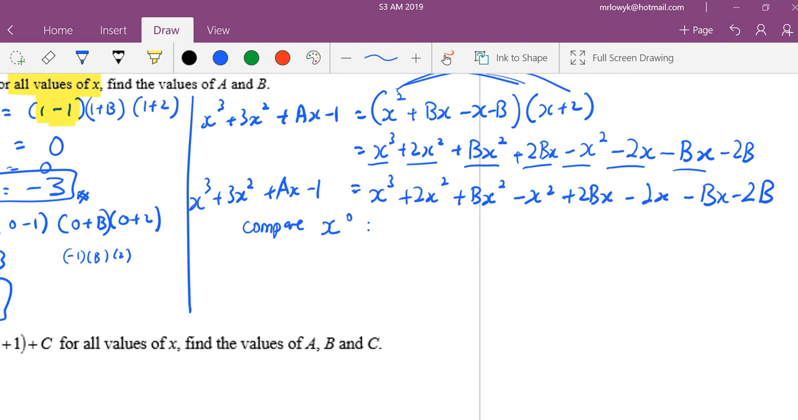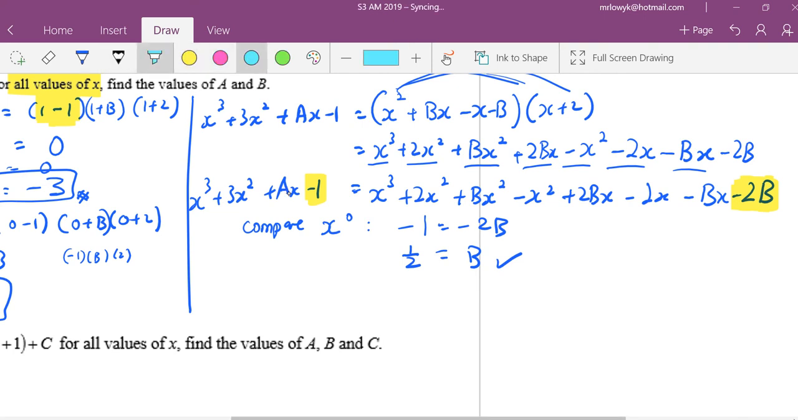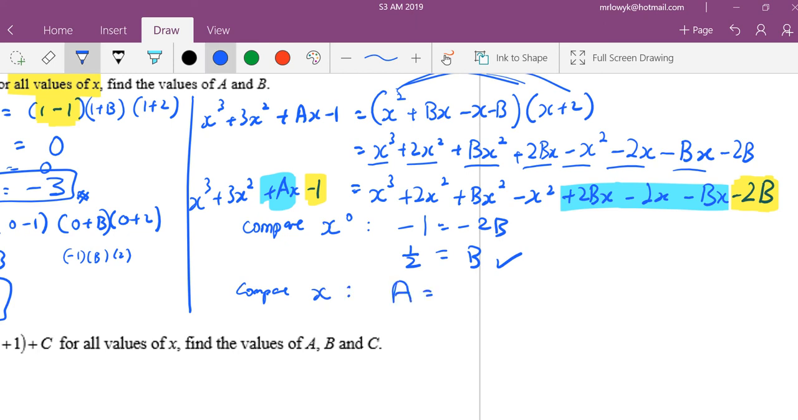So what do you write on the left hand side? -1. I am referring to this and this. Do you follow? Like -1 on the left side. The right side is -2b. So what is b? Half. Now, I want to compare with a. A is x. Definitely, I got to compare all the x's. So what do I write? Compare x. What do I write? A equals to what? 2b minus 2 minus b.